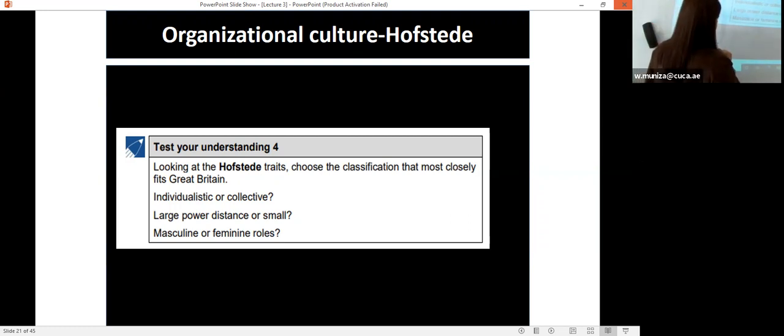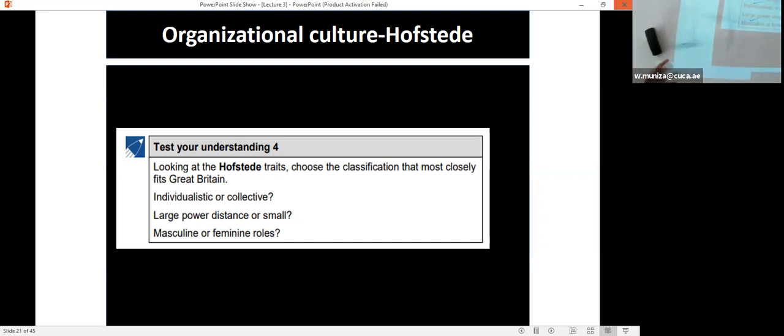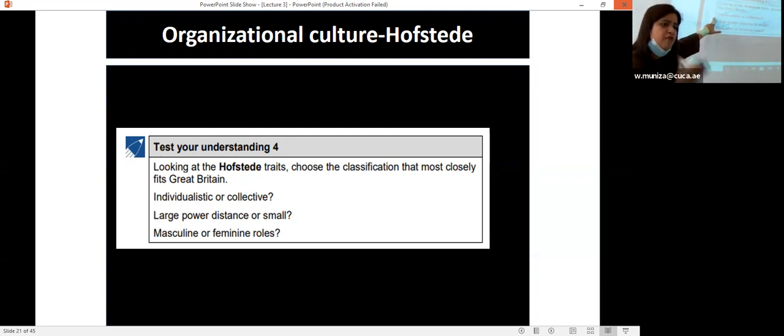Large power distance, small power distance will be there, and more will be masculine roles over there. In the case of Japan also, it is the same thing. So it is based upon the secondary research, because you have not gone to Great Britain to see which type of culture is being followed over there. Individualistic culture is when an individual person's performance is judged, not on the basis of teamwork.